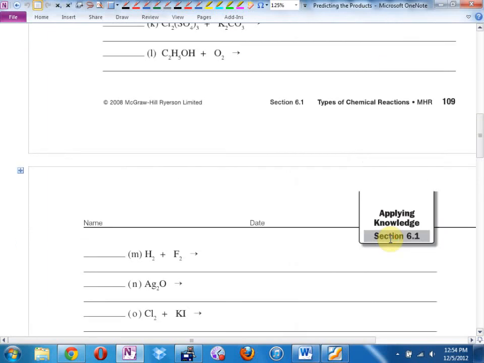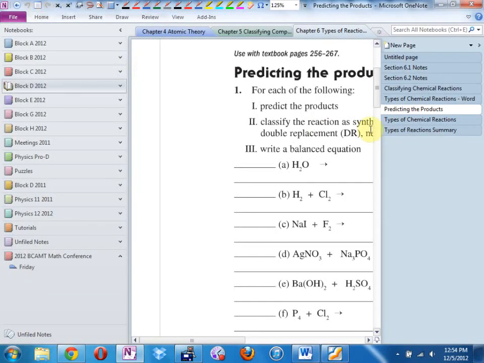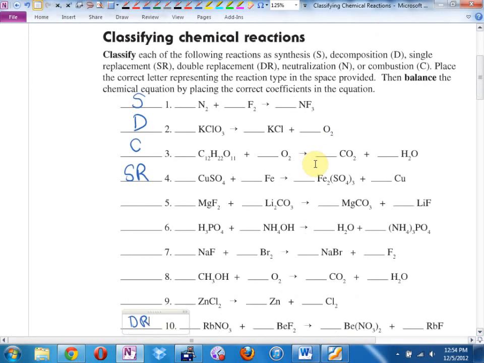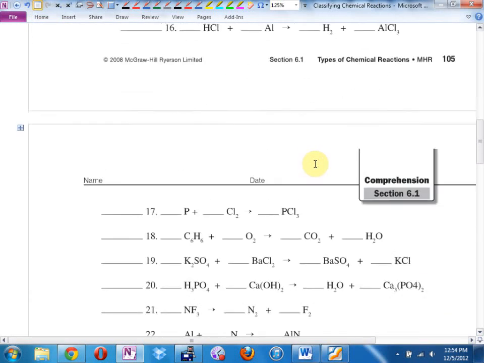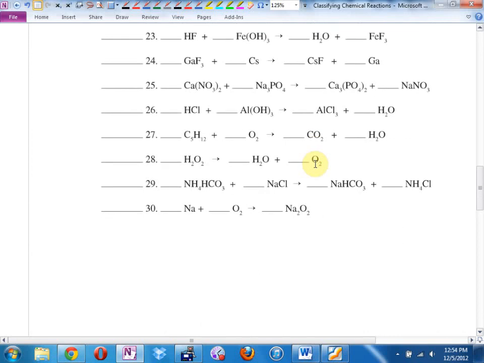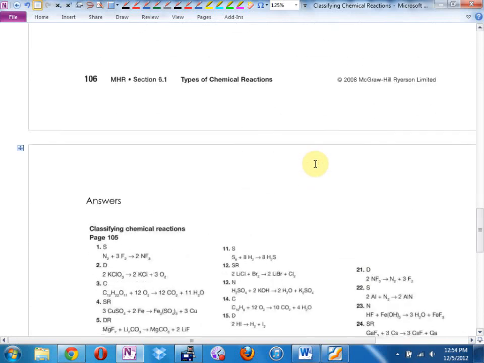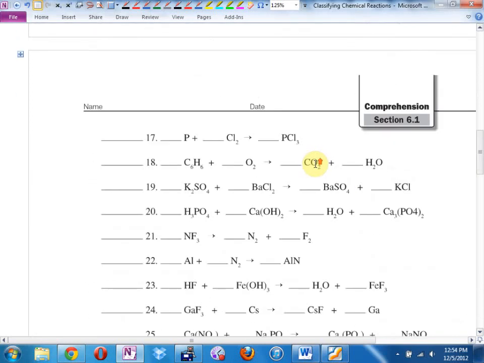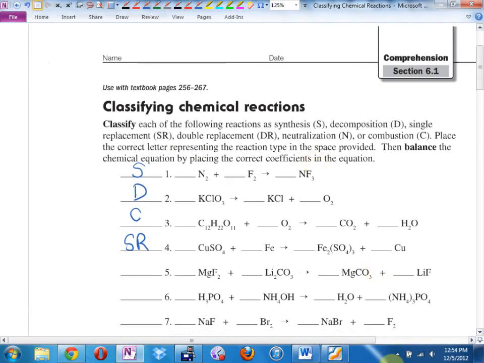So your homework, though, for sure, you want to see if you can finish this one here called Classifying Chemical Reactions. Lots of practice in identifying, lots of practice in balancing. If you get stuck, I attached the answers, see if you can figure it out. I don't think there's any mistakes in the answer key, although there might be because I was using the workbook and there've been some typos before. Okay?